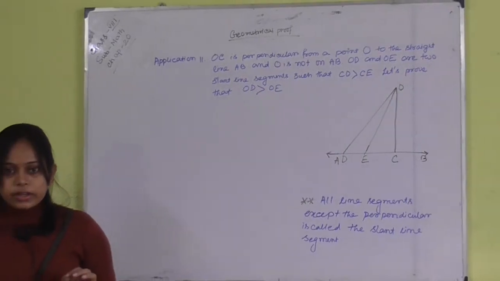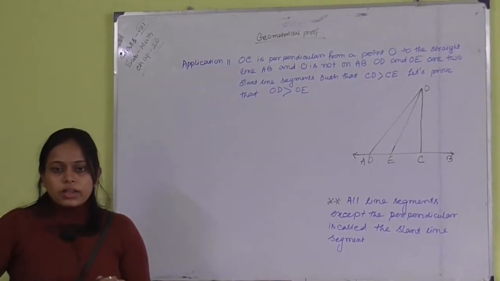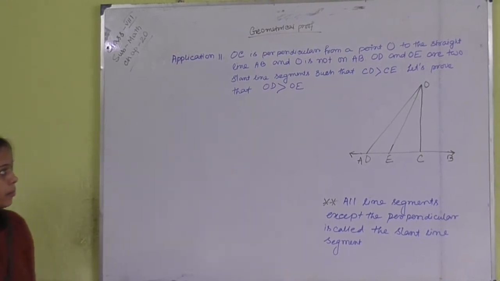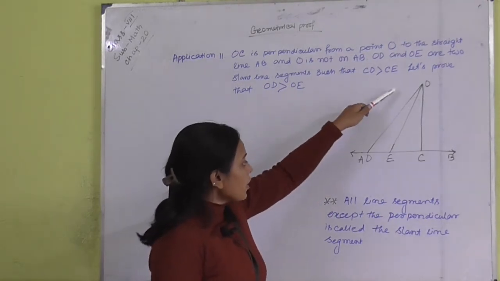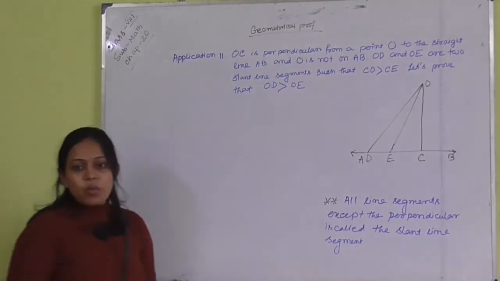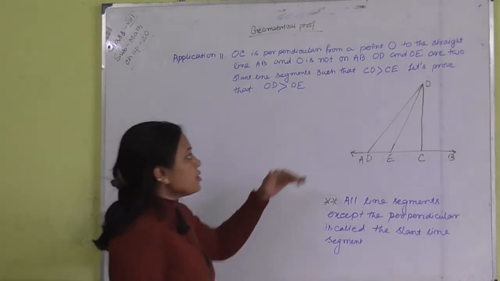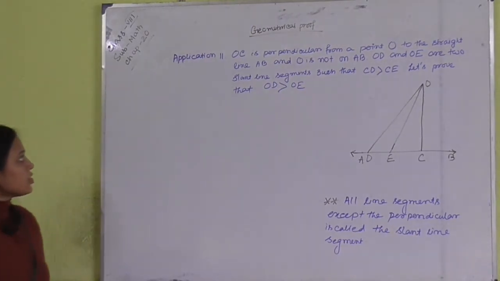Good morning everyone. In our previous class, in theorem number 13, we already proved that of all the lines drawn from an outside point O to a straight line AB, the perpendicular is the smallest. Now today we will try to prove application number 11.